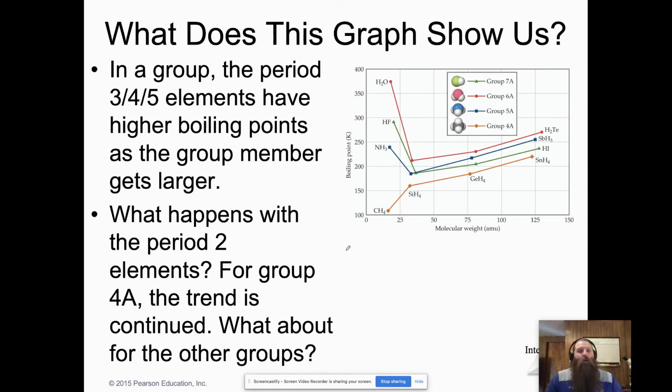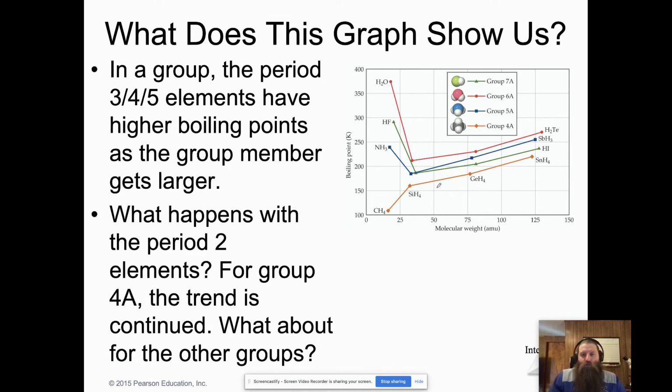Hey, let's do that. It's almost like I knew this graph was coming. So in this graph, we've got the molecular weight on the x-axis, and we're comparing it to the boiling point on the y-axis. And we're looking at periods 3, 4, and 5. And we're looking at their bonding, and how these molecules stack up to each other in their boiling points.